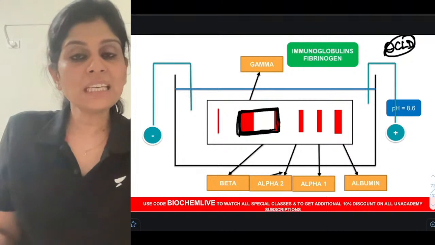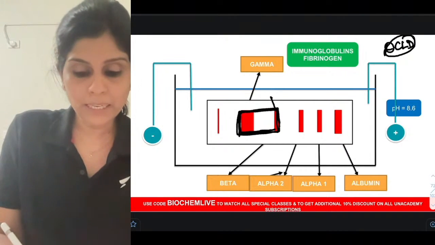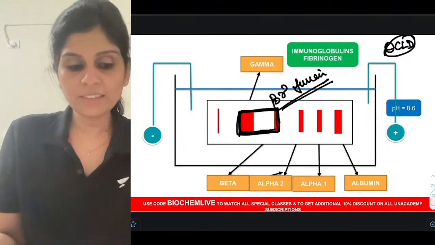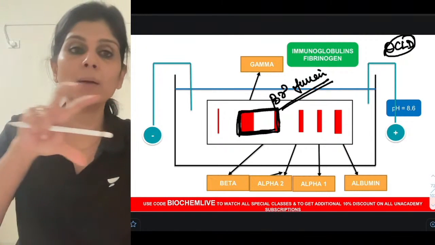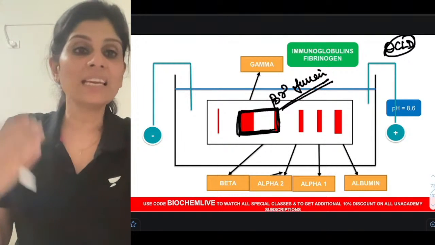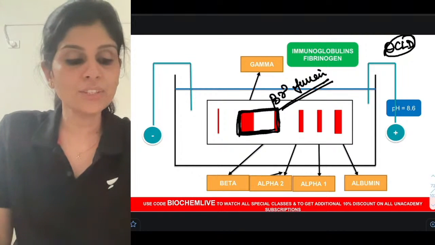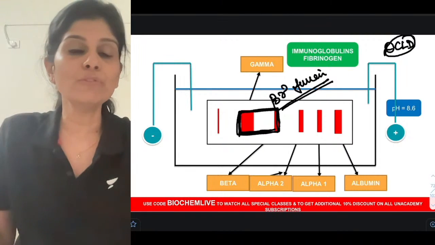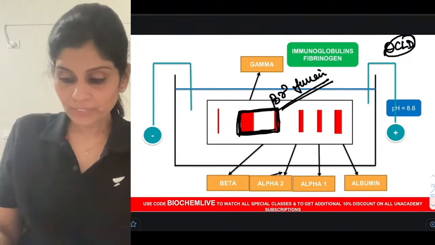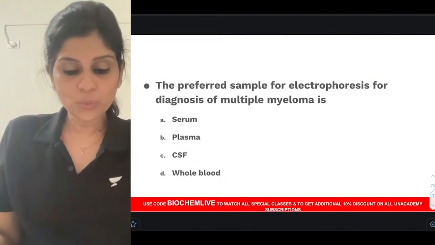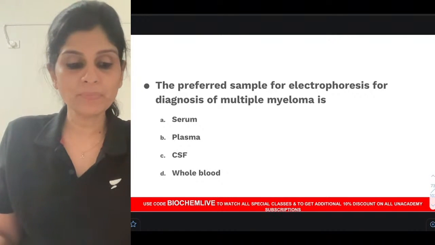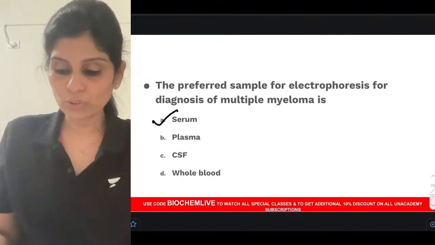So what is it that you see in decompensated liver disease? It is beta gamma fusion. Do you understand this? There will be beta gamma fusion because there is polyclonal proliferation of plasma cells. They start producing excess antibodies to compensate for the reduction in the oncotic pressure. Is that clear? So tell me the answer for this question. What is the preferred sample for electrophoresis for diagnosis of multiple myeloma? It is serum protein electrophoresis.